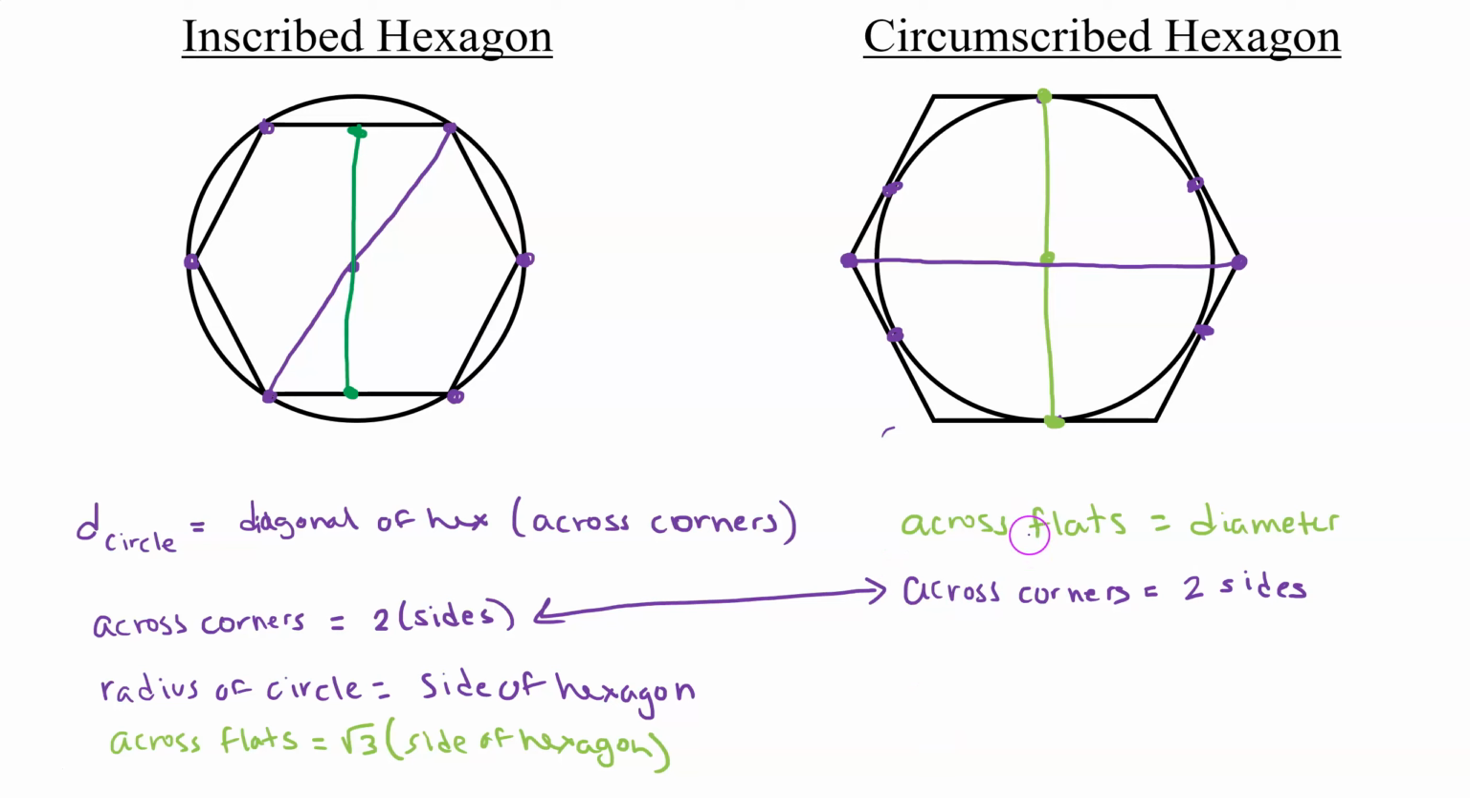And then the final relationship I want to look at is the radius of the circle and how that relates to the side of the hexagon. So the radius of the circle is equal to the square root of 3 over 2 times the side of the hexagon.